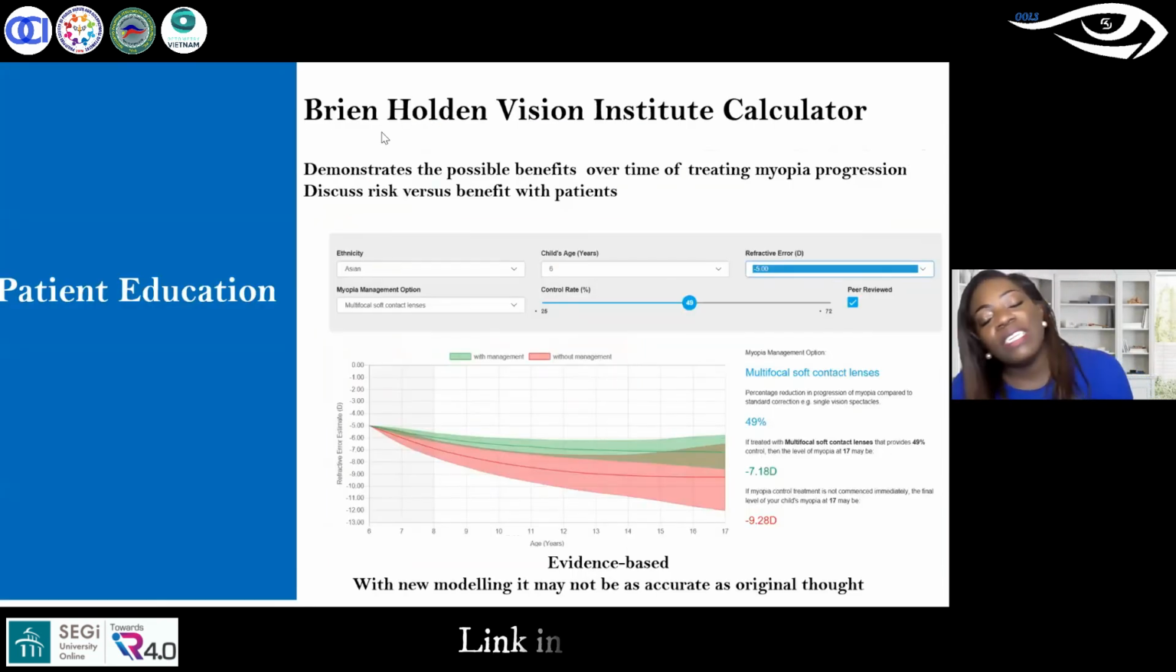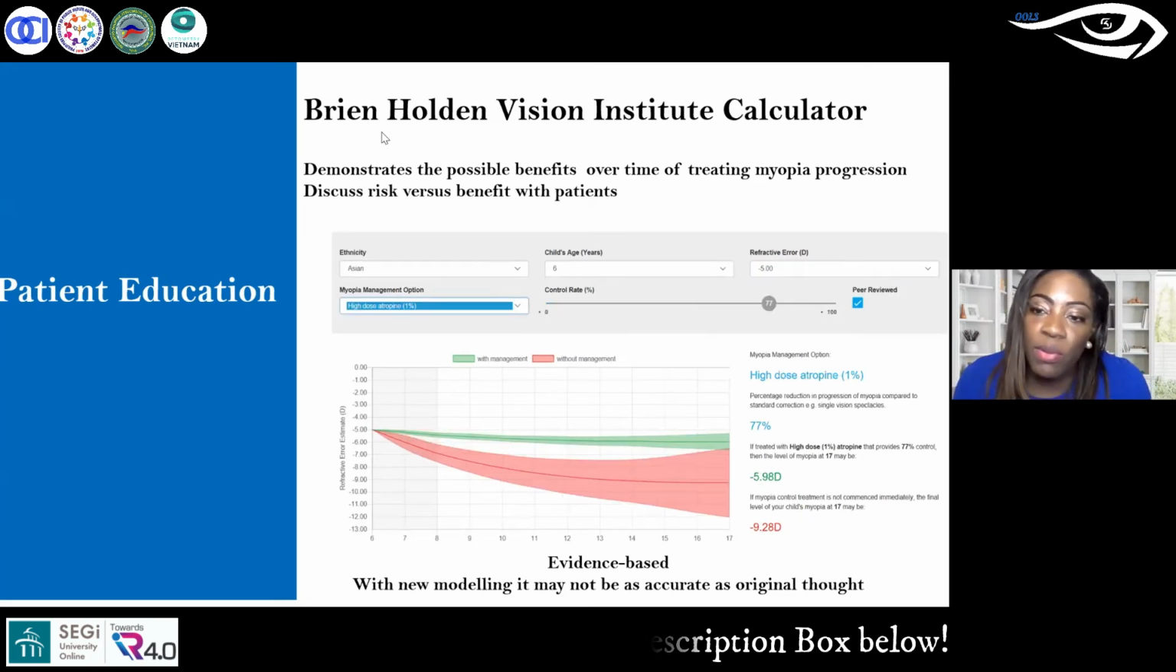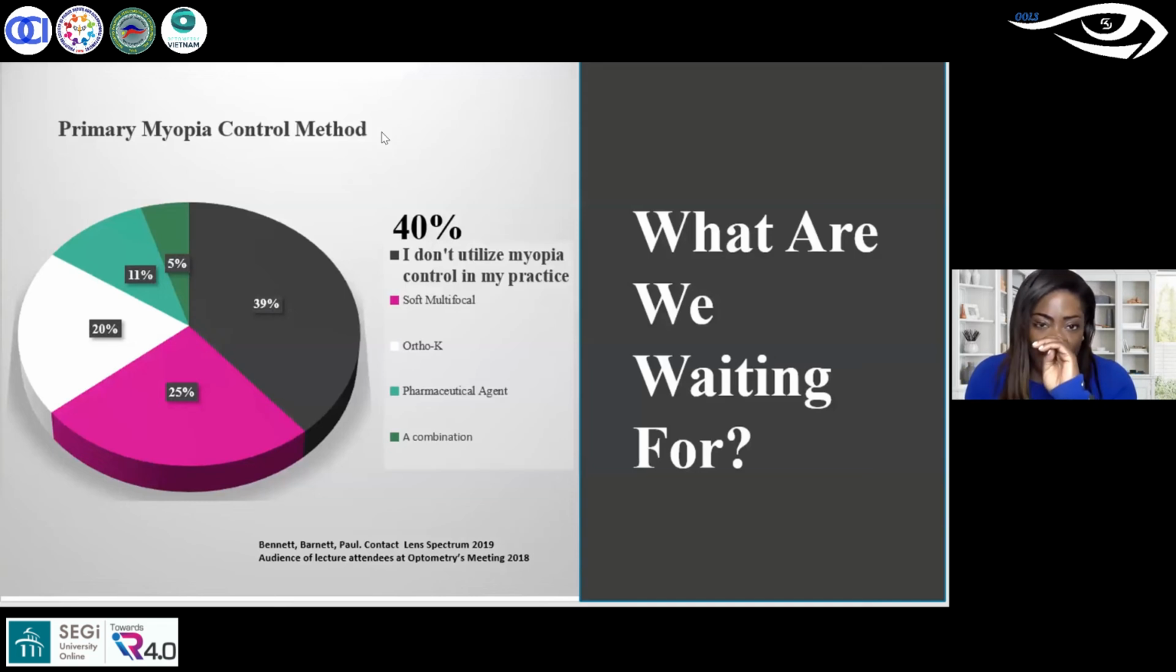There's also the Brien Holden Institute calculator. Now we have that new modeling, right? As far as how effective myopia management is over time. However, this still is a good tool for parents to just understand that if we don't initiate treatment, where their child may be, right? May not, where the child will be for sure. But as far as the treatment, it may not do as much as we see there, but it still gives them an idea in an easy, understandable form. So I still do recommend that.